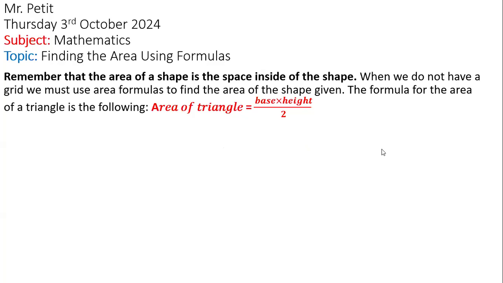Finish it. Divided by what? Divided by 2. Again, base times height divided by 2. That's the formula for the area of a triangle. Base times height divided by 2.